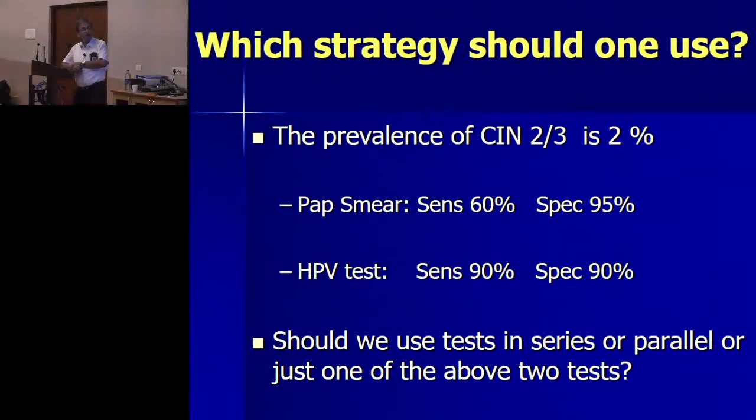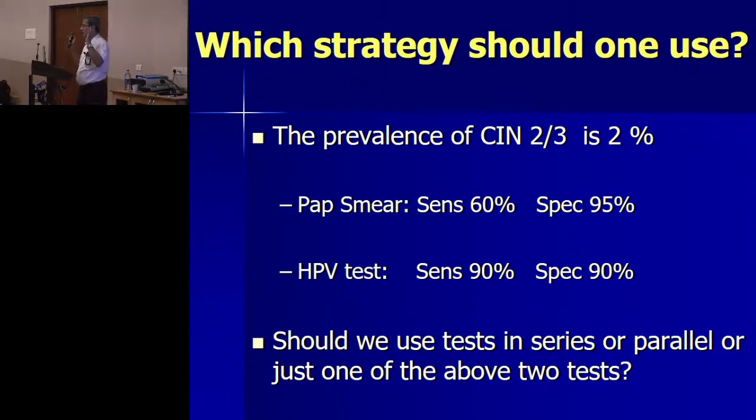Or you do pap smear first, then for the negatives you do HPV. Or you do HPV first, then for the negatives you do pap smear. So a whole lot of strategy combinations. How do we decide what to do? As a clinician, how are we going to do it? Or as a policy maker, how are we going to decide? Okay, so let's do a simulation exercise.